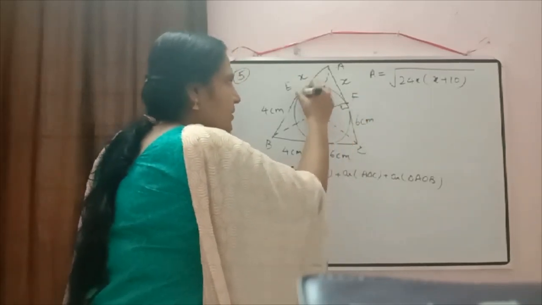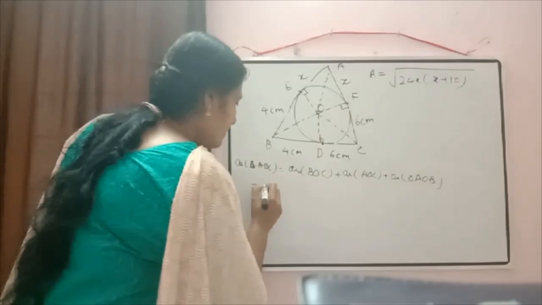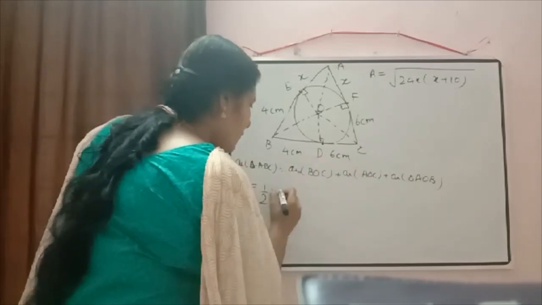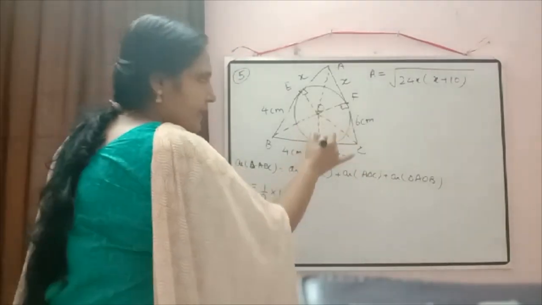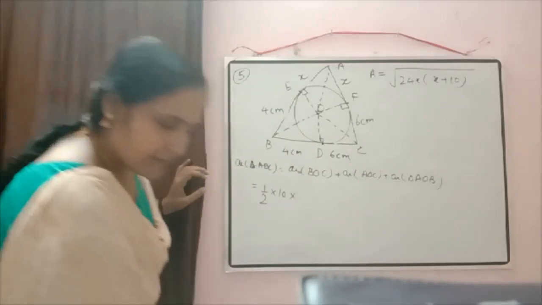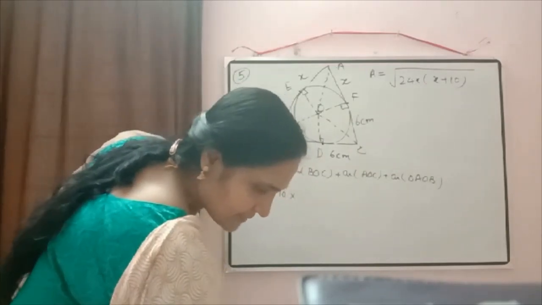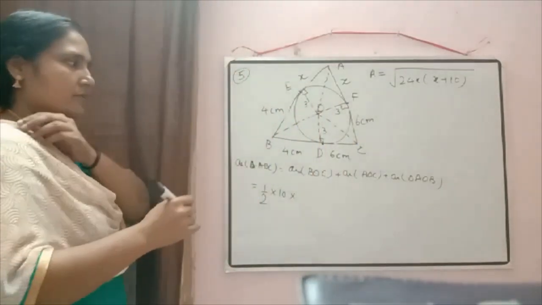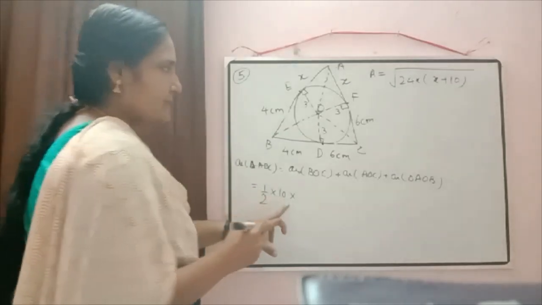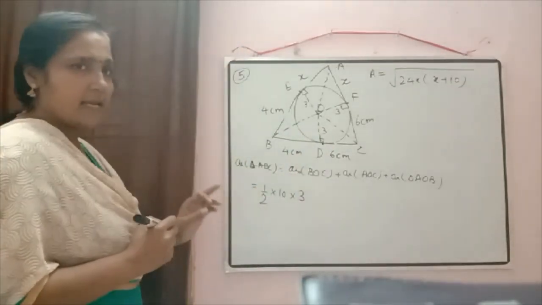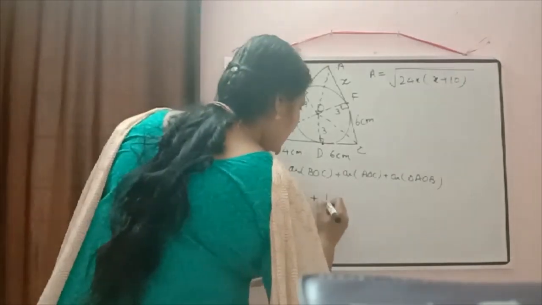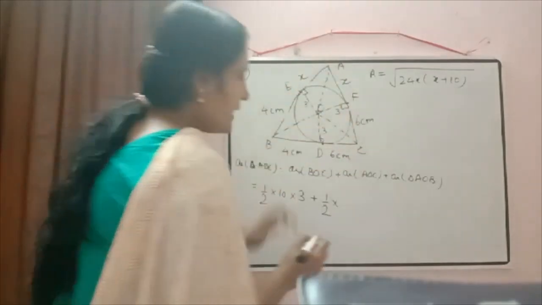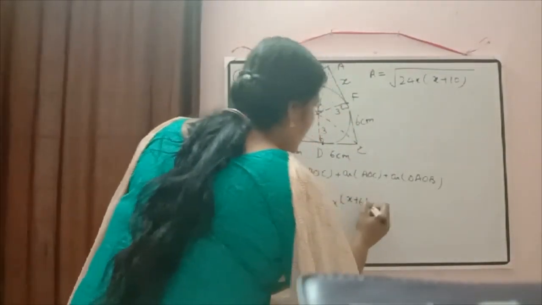Three perpendiculars drawn. And now area of triangle BOC means half into base. Base is BC, that is equal to 4 plus 6, 10, into height. Height means this one, and height means that is the radius. And what is radius given here? 3 centimeters. So radius already given here 3 centimeters. So we can write down there that is half into base into height, that is equal to 3. Clear? Plus area of triangle AOC, half into base is AC, that is x plus 6, into what is the height?